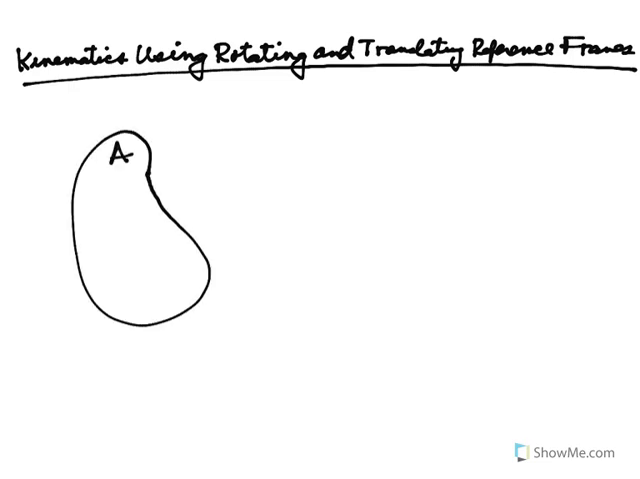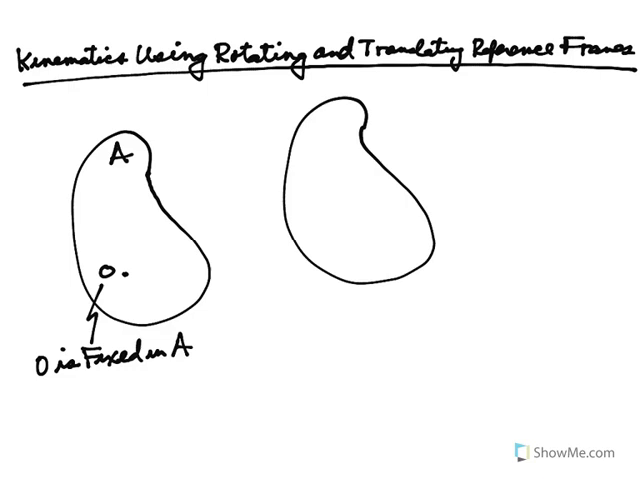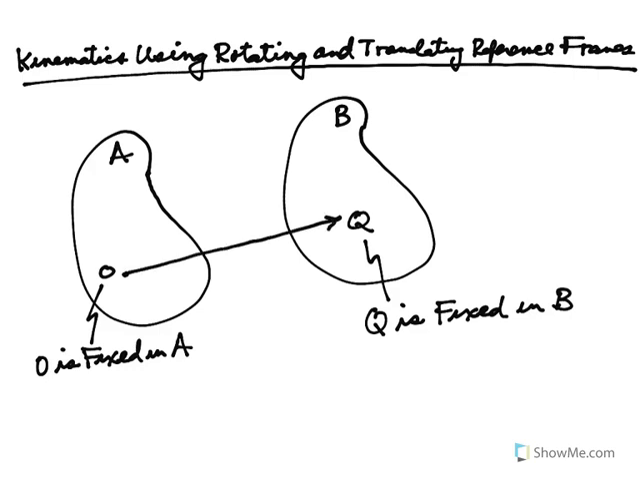I have a frame, I'm going to call this frame A. I have a point O. O is fixed in A. I have another frame, I'm going to call this frame B. I have a point Q that's fixed in B. I have the vector from O to Q, which is the position of Q relative to O, and then I have an arbitrary point out here, P. P is an arbitrary point.